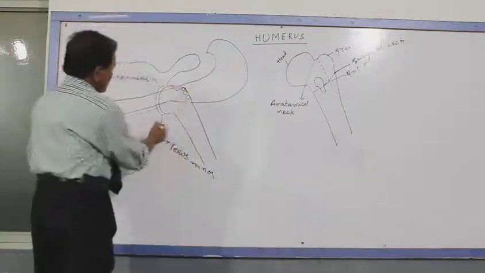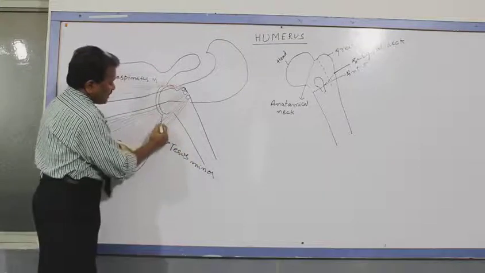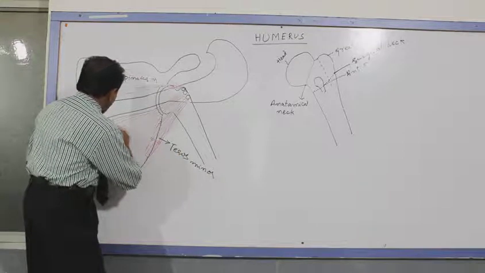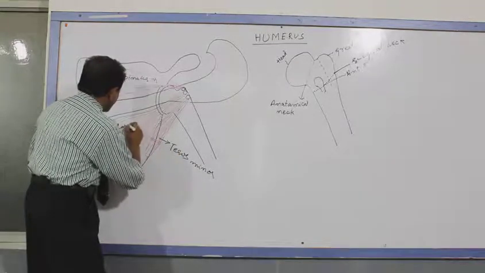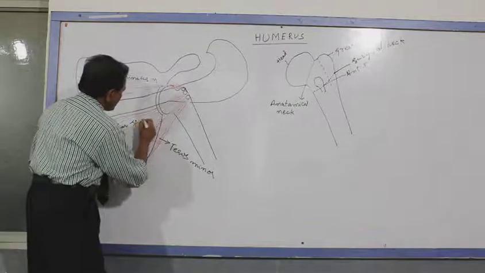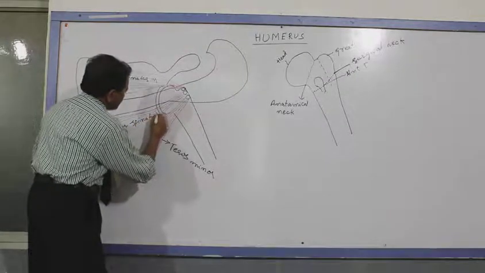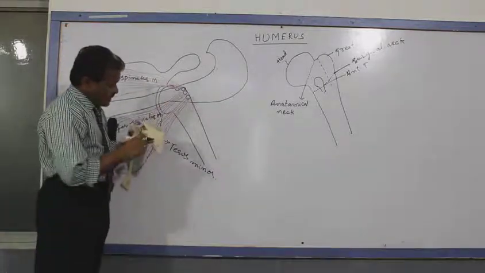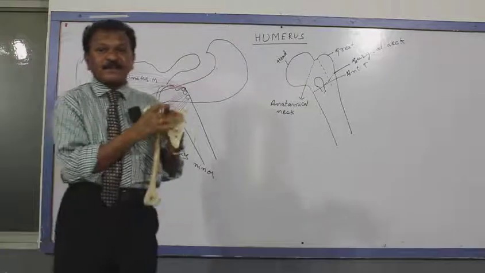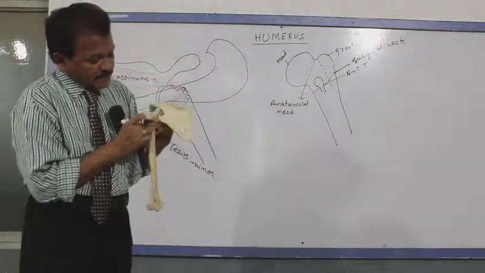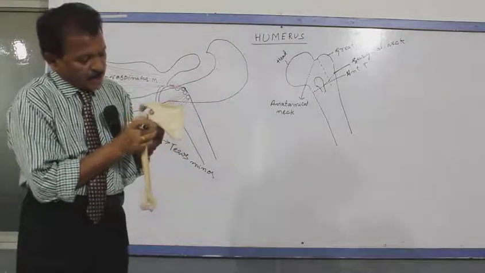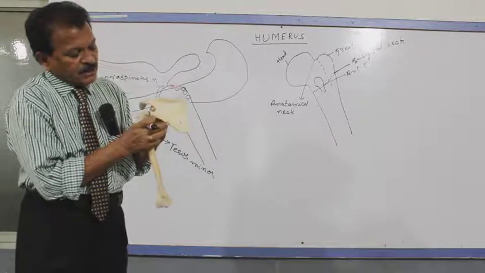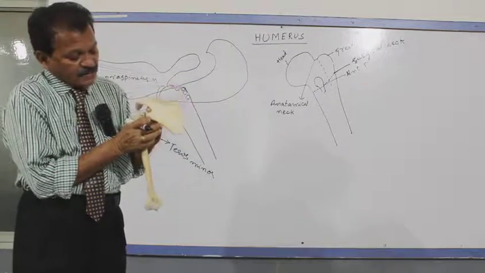Teres minor muscle arises from the dorsal surface of the scapula. This is the teres minor, and this is the infraspinatus muscle. This one is the teres minor, and this is the dorsal surface. It arises just inferior to the infraglenoid tubercle by two digitations.